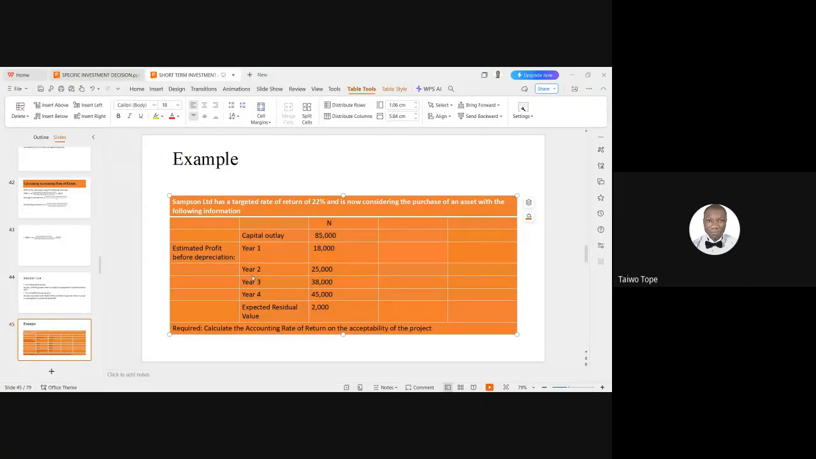Now, looking at this screen, what will be your depreciation? Your depreciation value, year in, year out. 20,750, very good. That is your initial outlay of 85,000 less the residual value of 2,000, divided by 4 years.